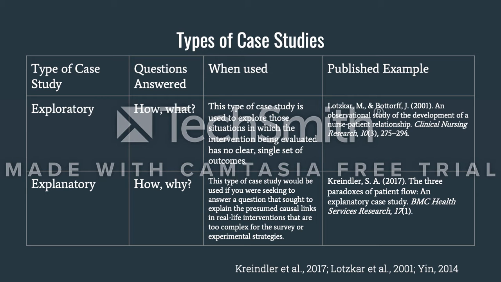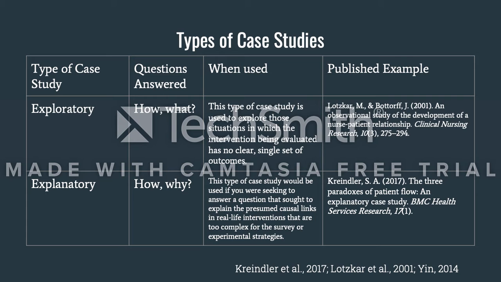The first type of case study that we'll look at is called the exploratory case study. And the questions answered within these types are the how or the what. This type of case study is used to explore those situations in which the intervention being evaluated has no clear single set of outcomes. An exploratory case study is usually the precursor to a formal, large-scale research project. The case study's goal is to prove that further investigation is necessary.